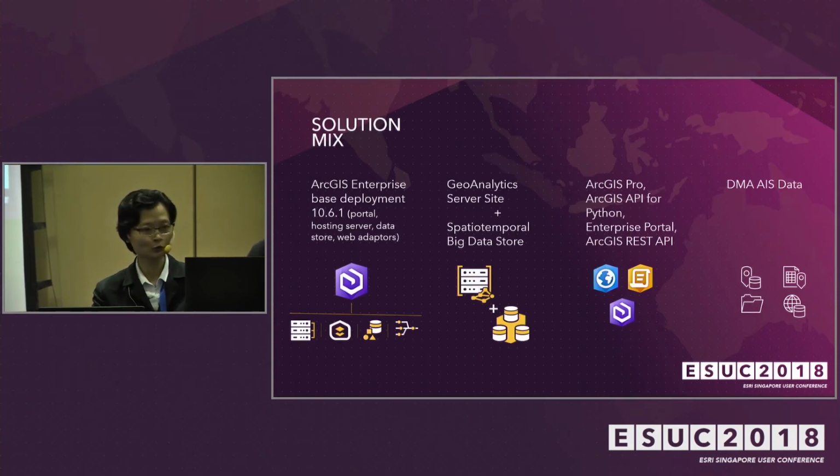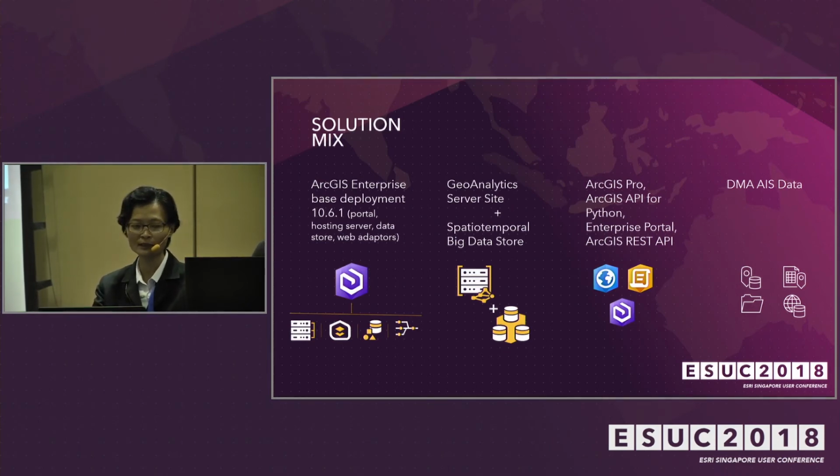What we have used and tried to show you is the analysis that was run on a couple of things. One is you need to set up your ArcGIS Enterprise-based deployment at 10.6.1, which would include the portal, the hosting server, your data stores, and the web adapters. And of course, to run the big data analysis, we needed to add a whole GeoAnalytics server site with multiple GeoAnalytics servers, and of course, the spatial temporal big data store.